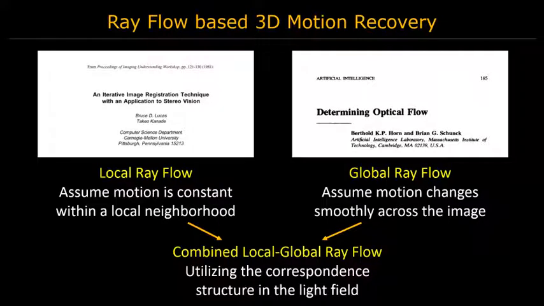By exploiting the similarity between ray flow and optical flow, we developed 2 families of 3D motion recovery methods, based on the local Lucas-Kanade optical flow and the global Horn-Schunck optical flow. We also develop a combined local-global ray flow method that combines the benefits of both families. Please see the paper for algorithm details.